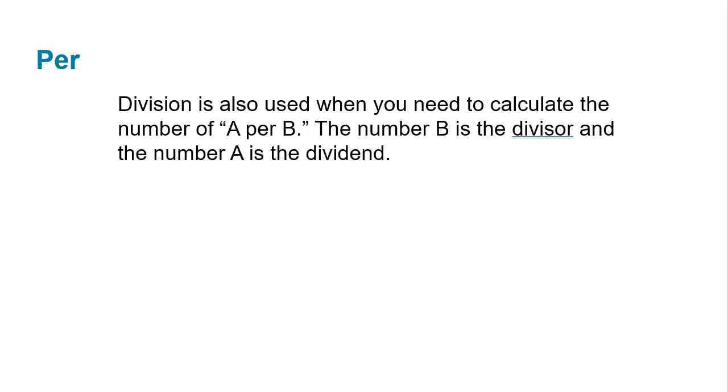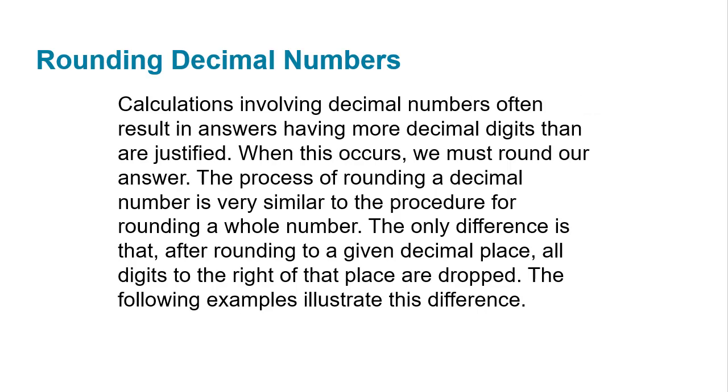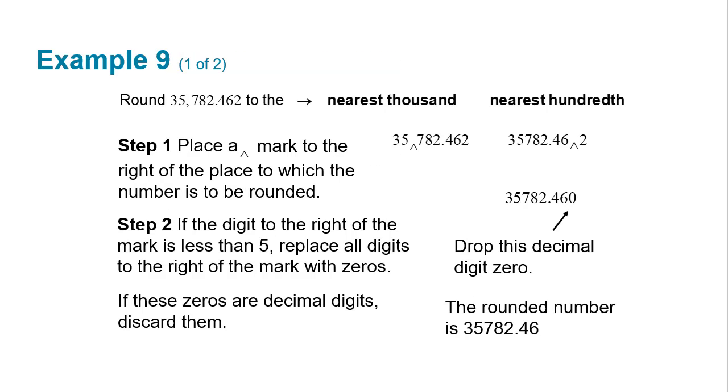So A per B, remember, per always means division. So A per B means A divided by B. And so now you know you're putting B and A, right, if you want to use the long division. But it means A divided by B. Per always means division.